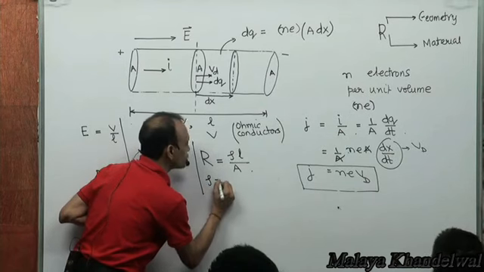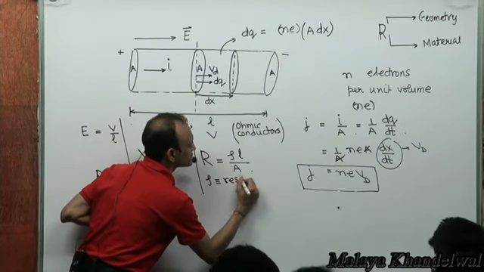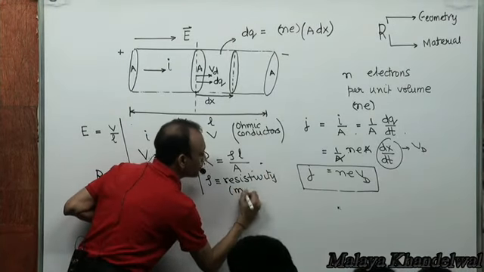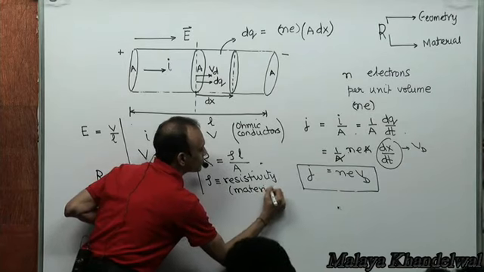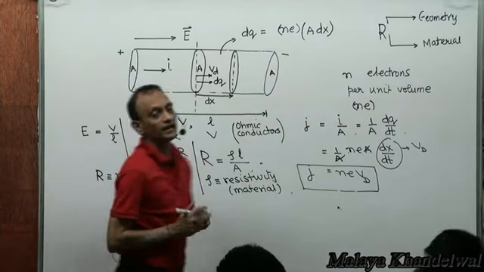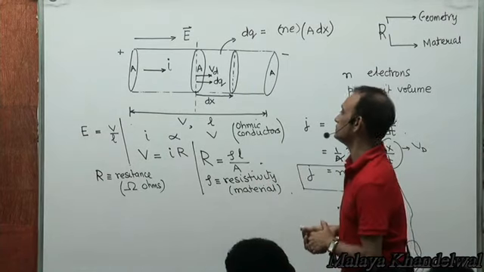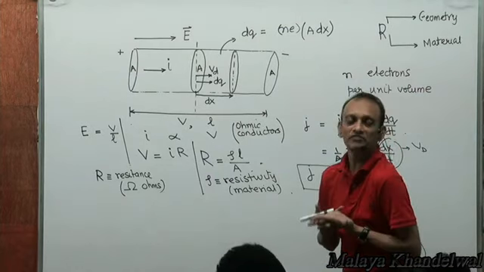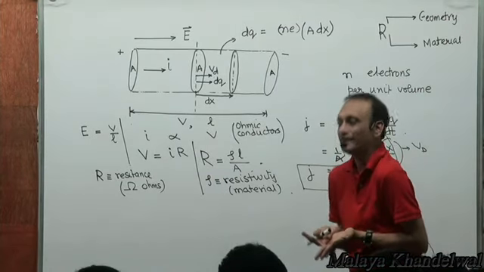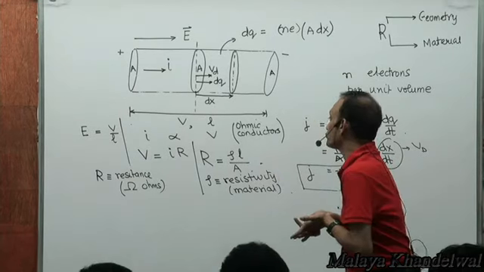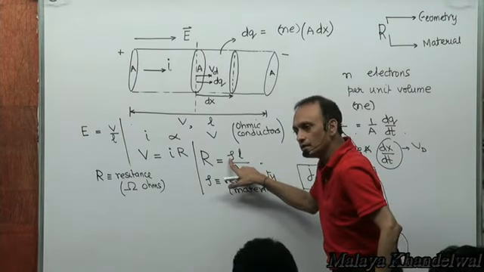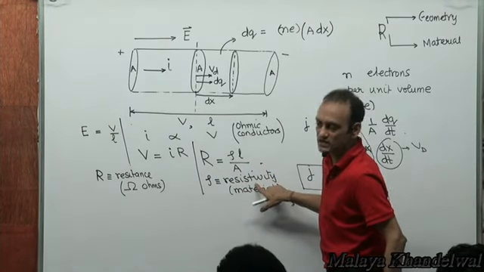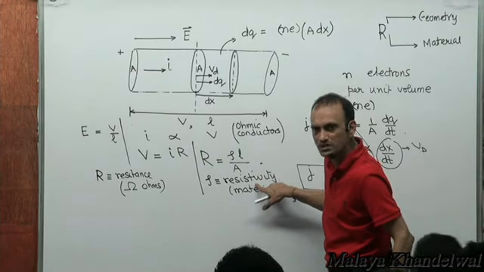This rho is called resistivity or specific resistance, and it will depend on the material. Copper will have one value, steel will have another value, aluminum will have a third value, and so on and so forth. So this is the material, and L and A are geometry factors. Sometimes it's also called specific resistance, right?